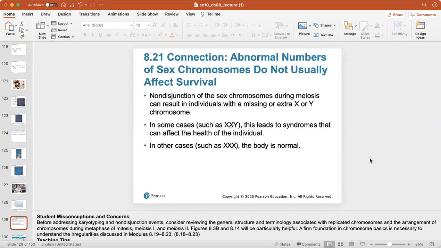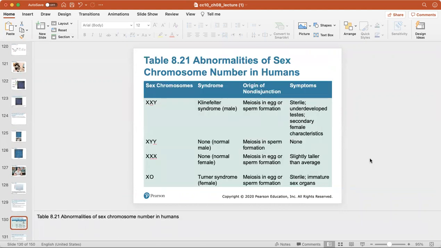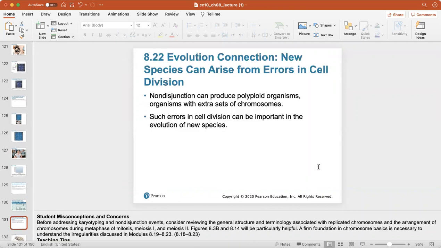Non-disjunction of the sex chromosomes during meiosis can result in individuals with a missing or extra X or Y chromosome. In some cases, such as XXY, this leads to syndromes that can affect the health of the individual. And in other cases, such as XXX, the body can be normal. So here's a look at sex chromosome abnormalities, the number in humans, the syndrome, the origin of non-disjunction, and then the symptoms. So these are some abnormalities of the sex chromosomes.